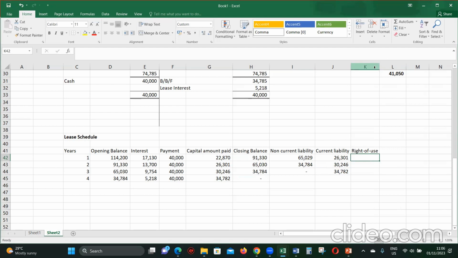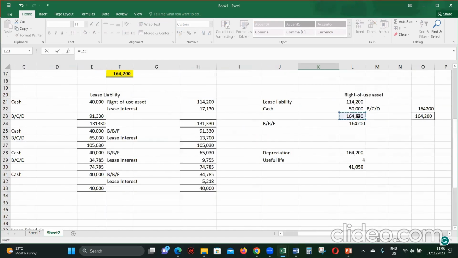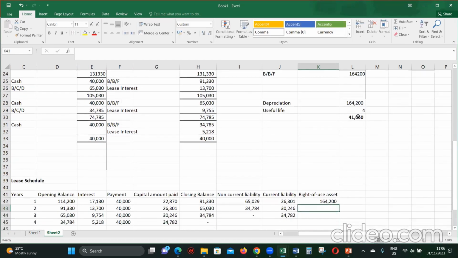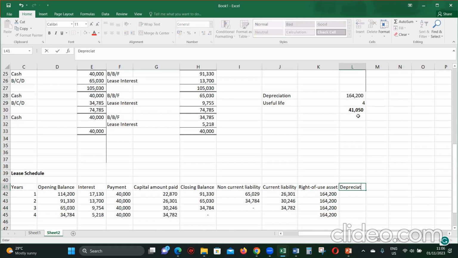So what is the right of use asset at the end of the first year? What is the value of the right of use asset? This value, 164,200. At the end of the second year, same. At the end of the third year, same. At the end of the fourth year, the same, right? And then, what is the depreciation? Depreciation, we have computed 41,050. It would be the same.